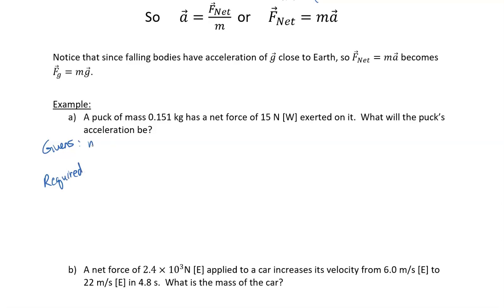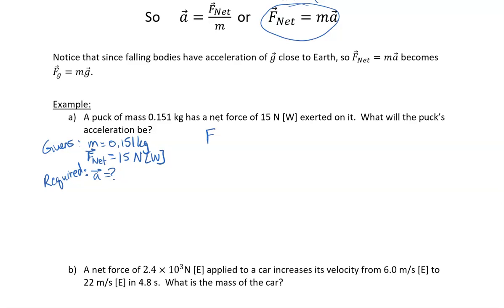So our givens, we know that the mass of the puck is 0.151 kilograms. We know that the net force that's being exerted on that puck is 15 newtons west. Now the puck may have other forces on it. We're not going to worry about them. We just care about the net force for these calculations. The acceleration is what we're trying to find. And we know this is the most common version of the equation we'll use. We know that the net force is mass times acceleration.